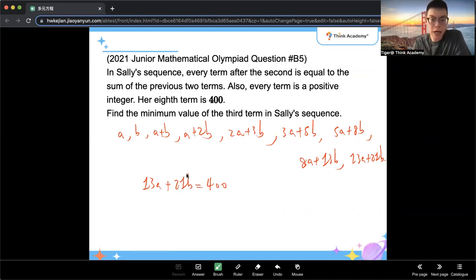We can use a little bit of divisibility analysis there, because 400 divided by 3 has a remainder of 1, and 21b divided by 3 does not have a remainder because 21 is divisible by 3, right? So 13a divided by 3 has a remainder of 1 as well, which means that a is going to be within the range of 1, 4, 7, and so on.